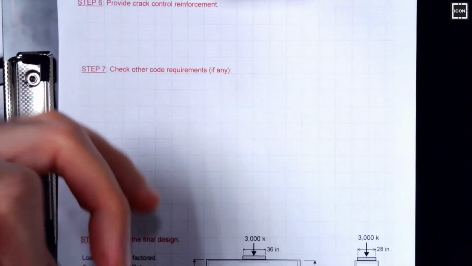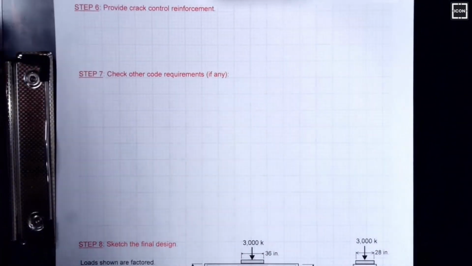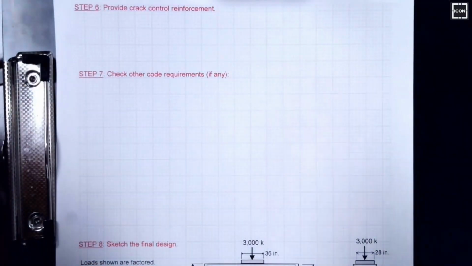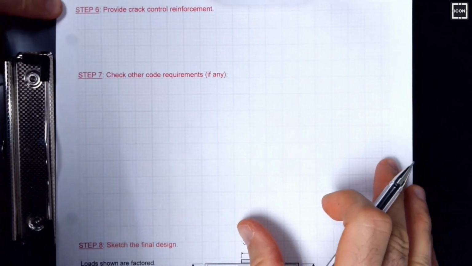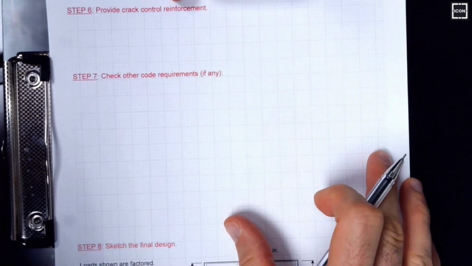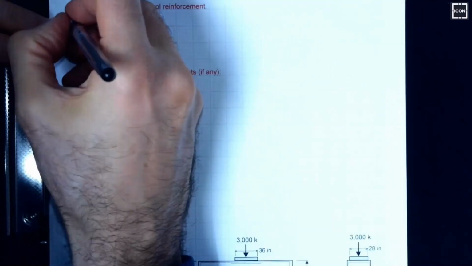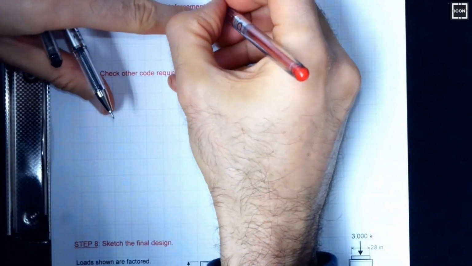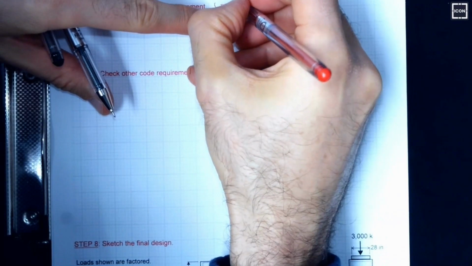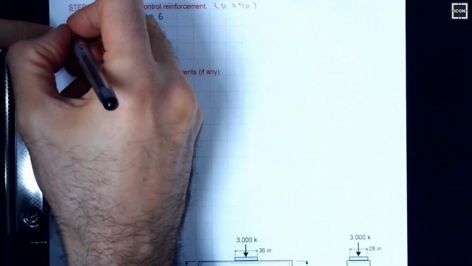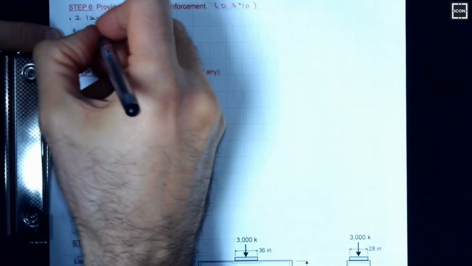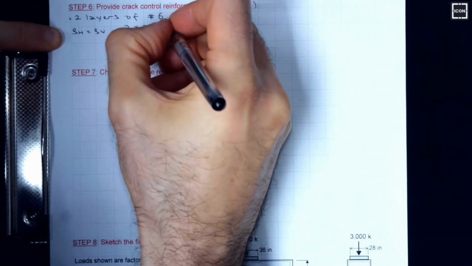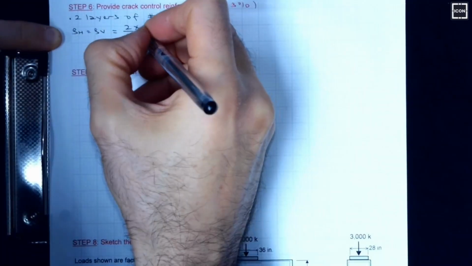Step number 6 is a typical step. Provide crack control reinforcement, which is extremely important. That enables a deep member to resist loads, both in the ultimate as well as serviceability limit states. Let's use 2 layers of number 6. AASHTO requires 0.3% crack control reinforcement. Both horizontal and vertical will be the same. 2 legs, because I have 2 layers, 0.44 square inch, 1 bar area.